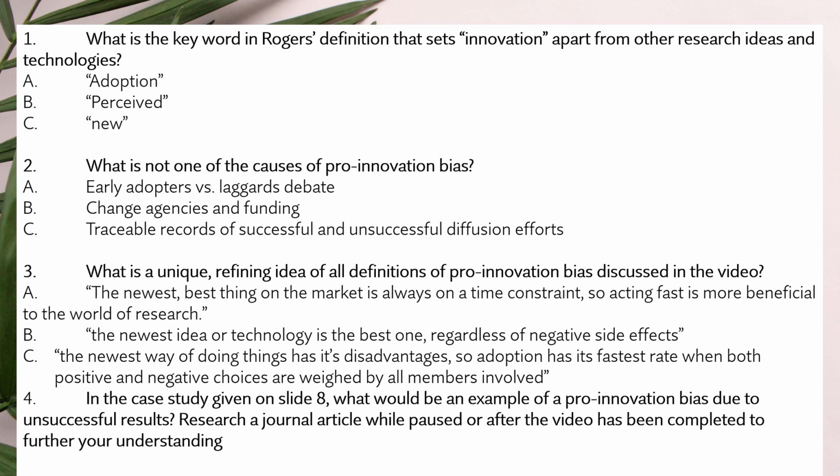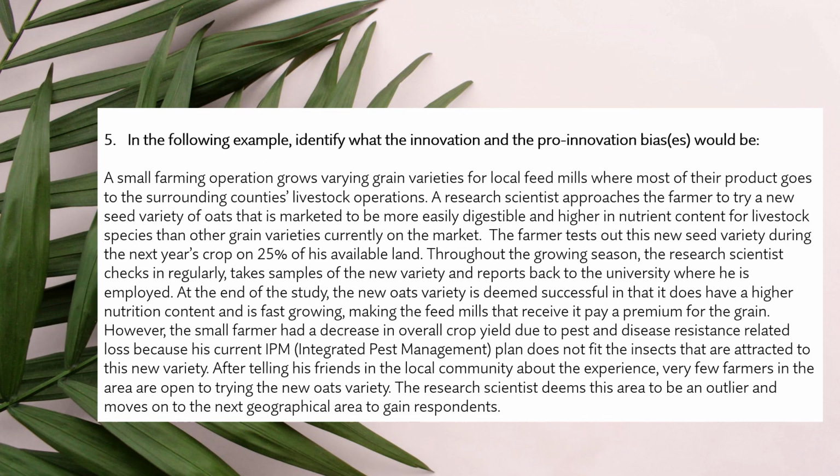Number 4. In the case study given on slide 8, what would be an example of a pro-innovation bias due to unsuccessful results? Research a journal article while paused or after the video has been completed to further your understanding. I would recommend going back and doing this later, but it's a good exercise. And finally, number 5. In the following example, identify what the innovation and the pro-innovation bias, or biases, would be.